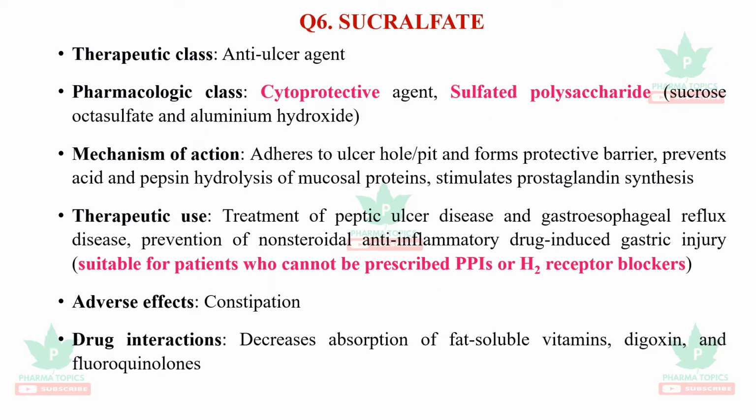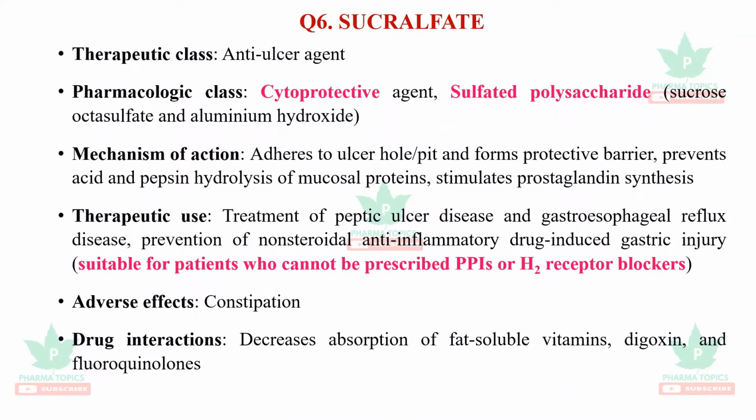Question number 6 is sucralfate. It is an anti-ulcer agent. It's a cytoprotective agent. It is a sulfated polysaccharide. It is sucrose octasulfate with aluminum hydroxide. Actually, sucralfate adheres to the ulcer holes or pits and forms a protective barrier, which prevents acid and pepsin hydrolysis of mucosal proteins and stimulates prostaglandin synthesis.